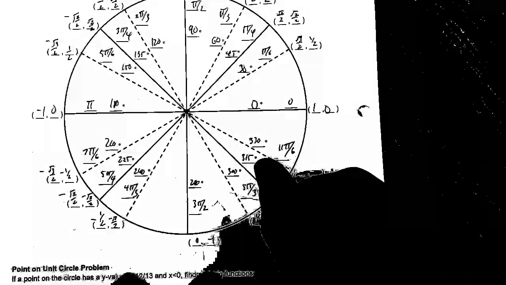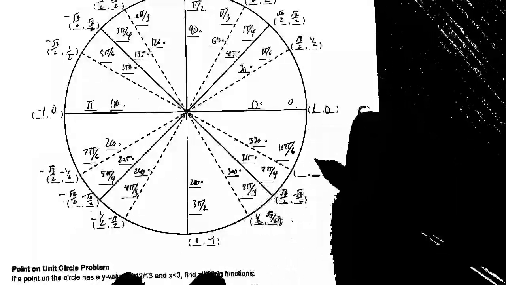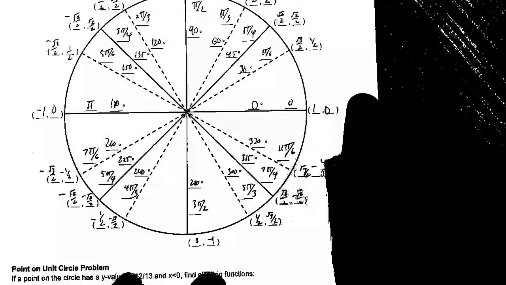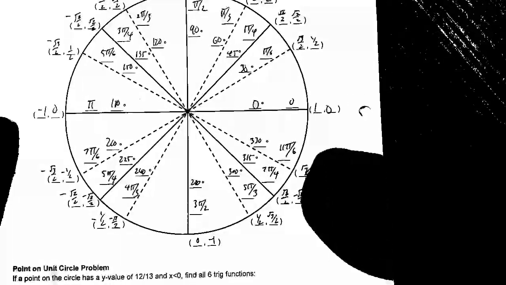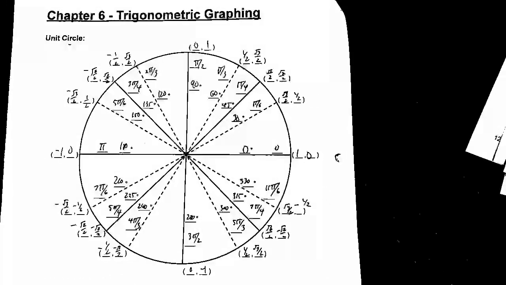1/2, negative root 3 over 2, root 2 over 2, negative root 2 over 2, and then root 3 over 2 and negative 1/2. Okay? That's the unit circle. Pretty straightforward, right? We just need to know it.